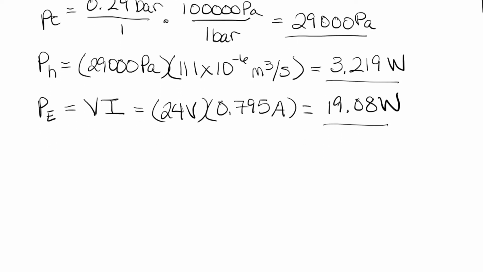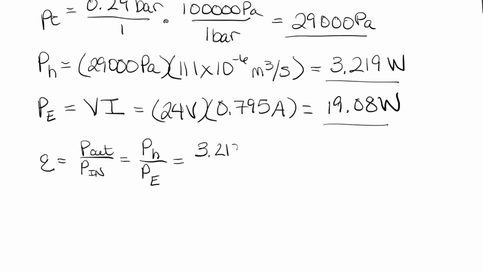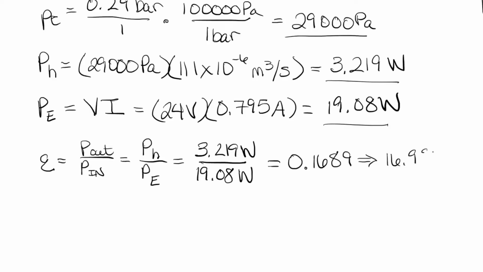In order to look at that efficiency, our efficiency is defined as P out over P in, or in this case, P hydraulic over P electric. So that gives me 3.219 watts divided by 19.08 watts, or an efficiency of 0.1689 or 16.9%.